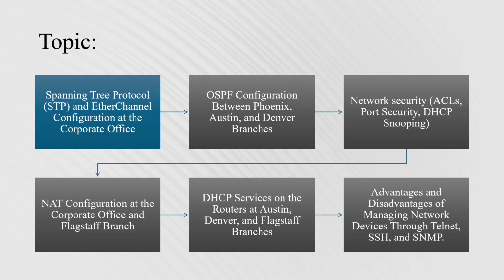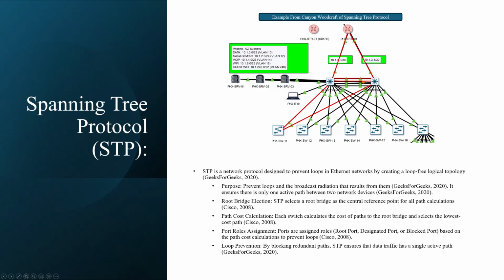Shifting into spanning tree protocol, STP, and EtherChannel configuration at the corporate office, with the corporate office in Phoenix, Arizona, having a redundant network through its switching architecture, to address potential concerns regarding loops and EtherChannel between the core switches, the following was implemented. But first, what is STP, spanning tree protocol?